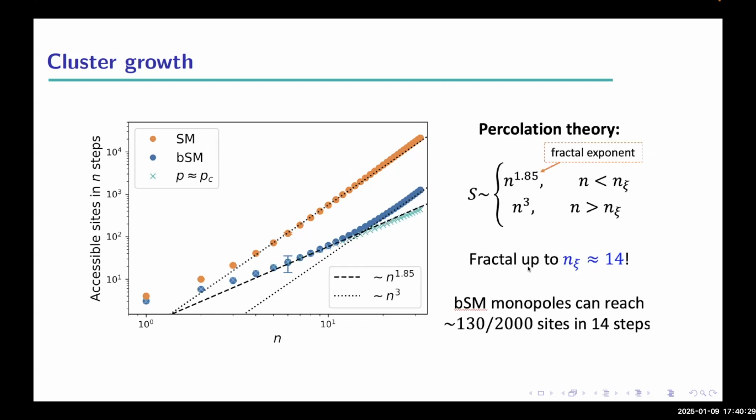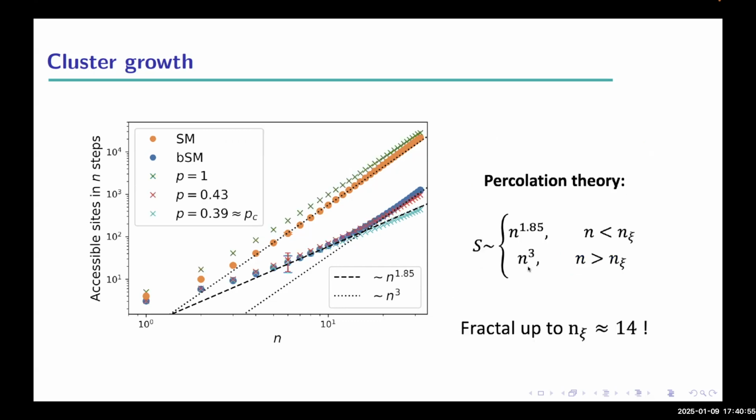And in fact, if you tune to be sitting exactly at percolation, you get those lines, and you see that they agree with the simulations essentially up to some crossover scale, which is roughly given by the number 14. So for 14 steps, the monopole actually thinks it's living on a critical percolation cluster. Okay? And up to then, it really quantitatively is described by the critical percolation cluster.